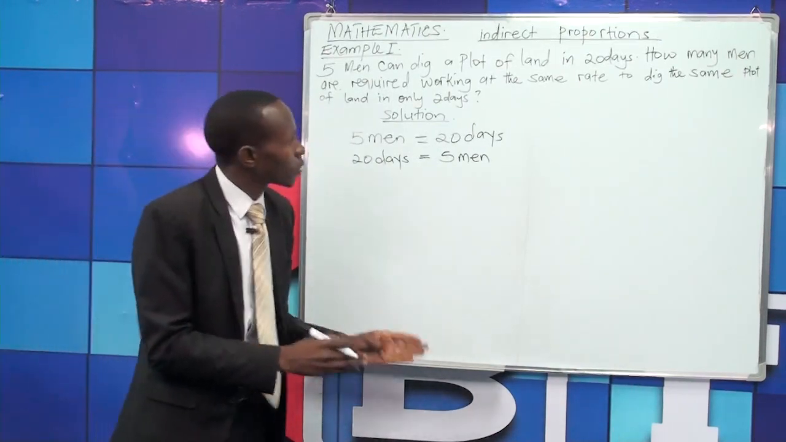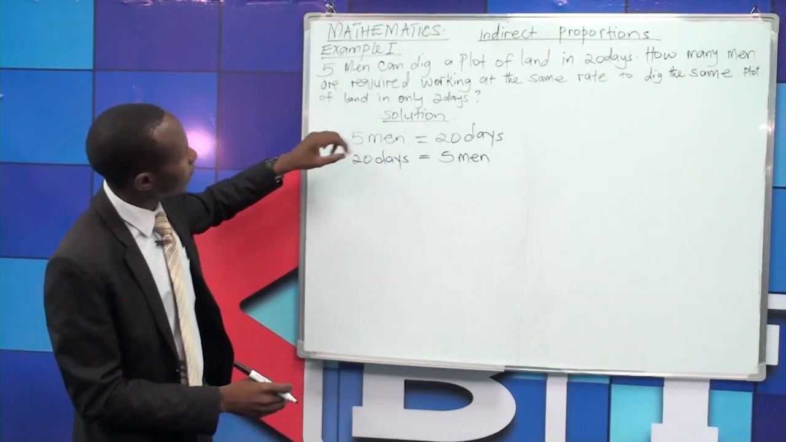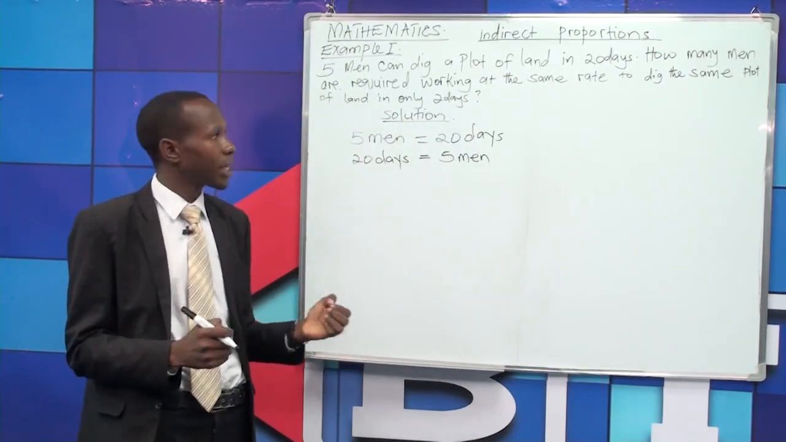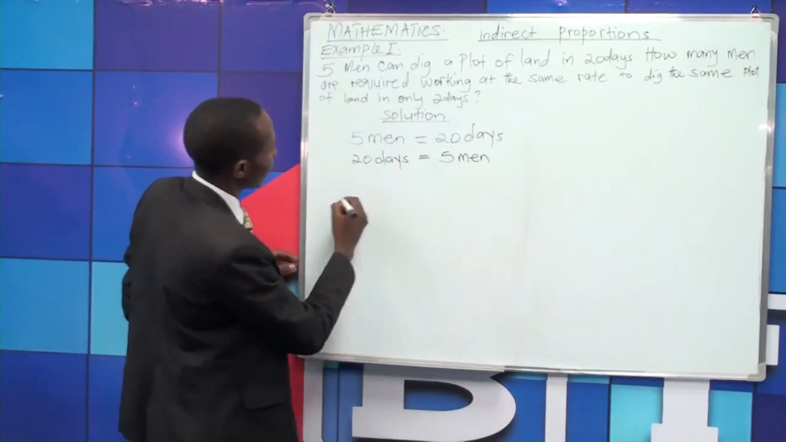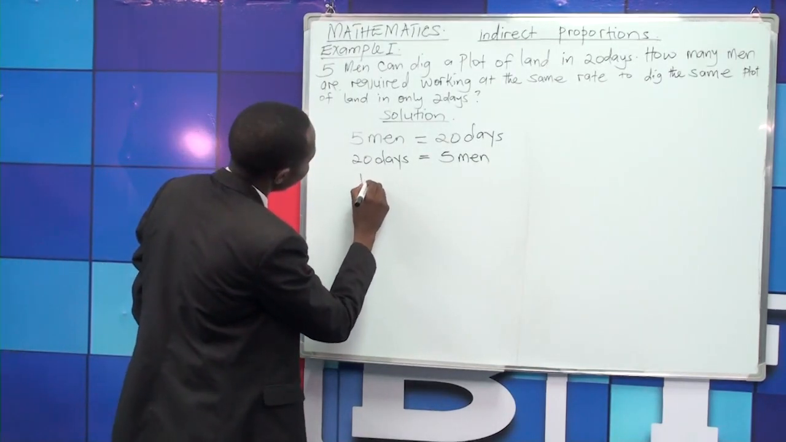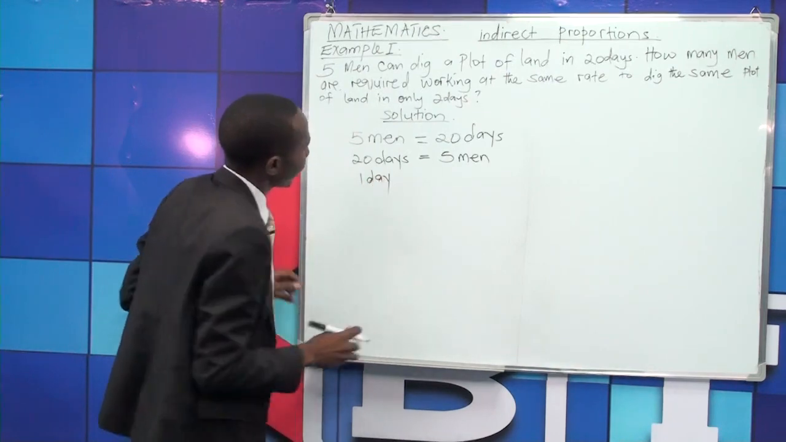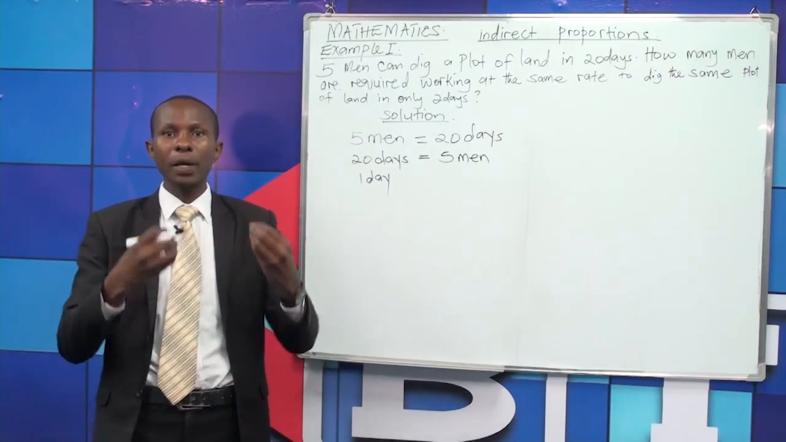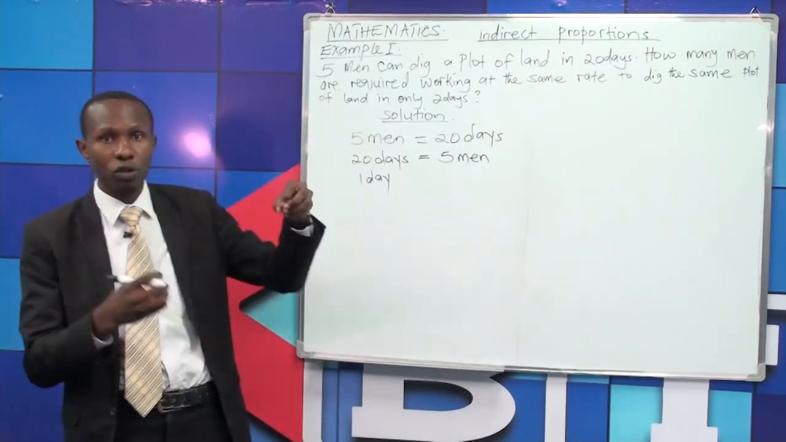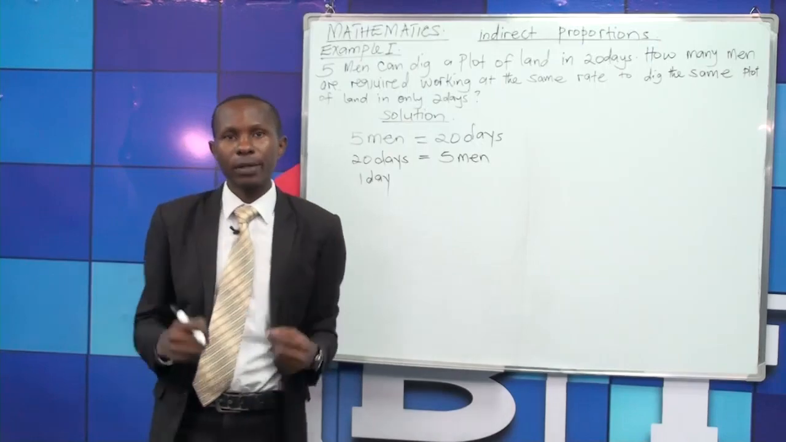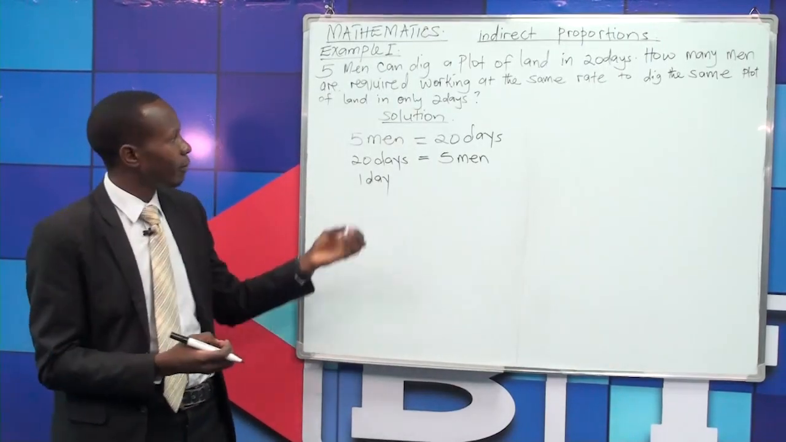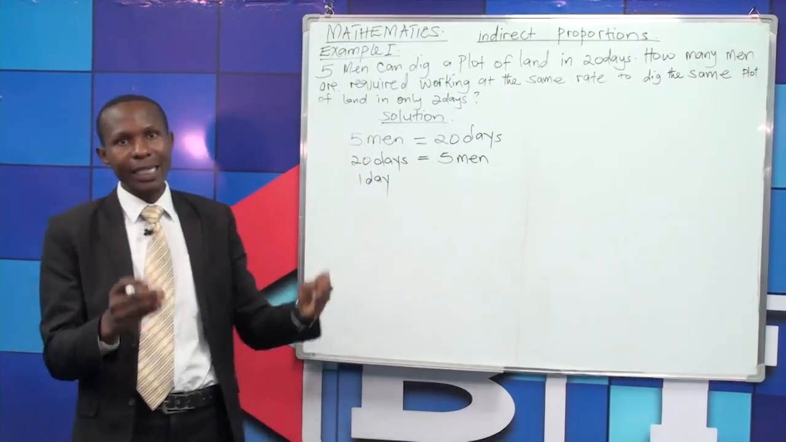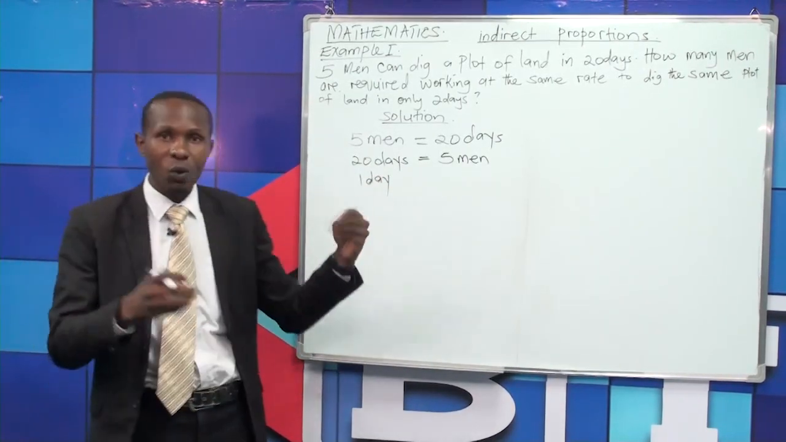So if we consider that, we shall first of all come here. They want us now to find out, in 2 days, how many men will dig the same plot. I'll come here and say 1 day. Before we go for 2 days, we shall first of all need to identify how many people can still cultivate this plot of land in only one day. Because right now, they have given us 20 days. For 20 days, we need 5 people. But if for 20 days we need 5 people, what about in one day?